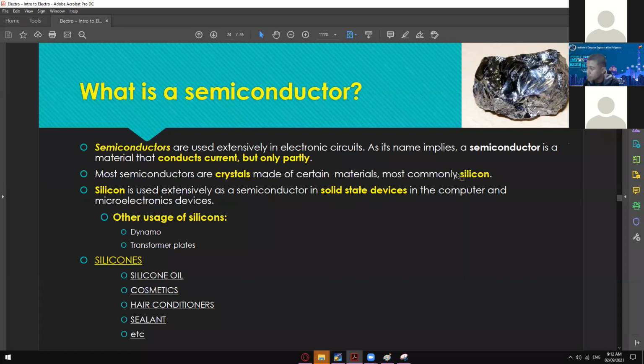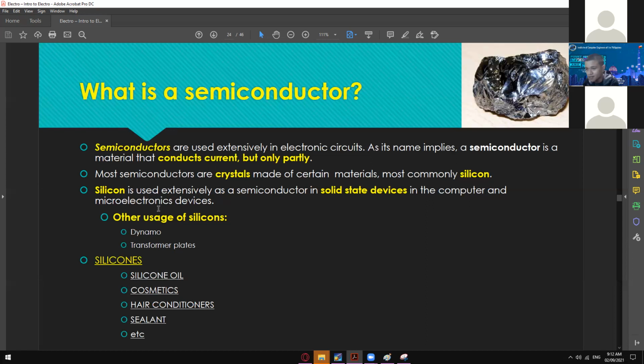The one that is most likely being used in the industry is silicon, because we could say that this is the perfect semiconductor, and the others are just alternatives, or they have their own special usage. But when it comes to general semiconductors, silicon is the best. Silicon is used extensively as a semiconductor in solid state devices, the ones that we have in our computers, SSDs. This is the upgraded version of the HDD.